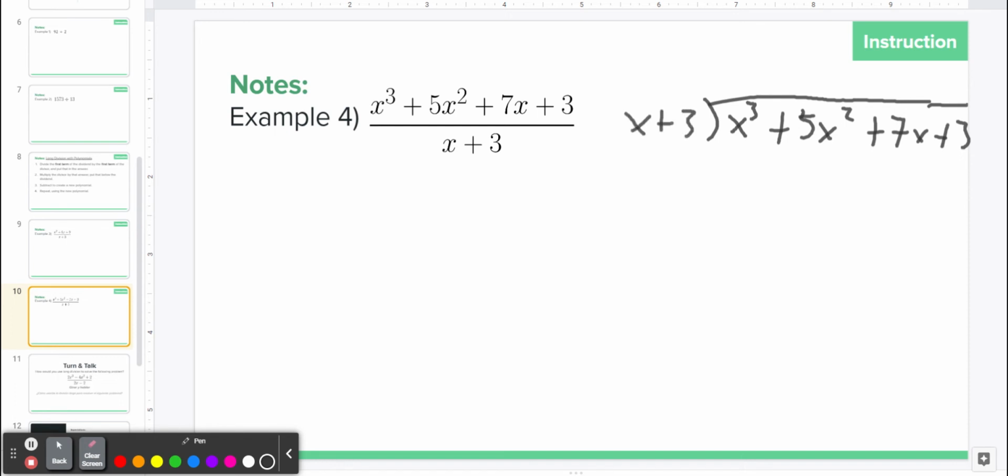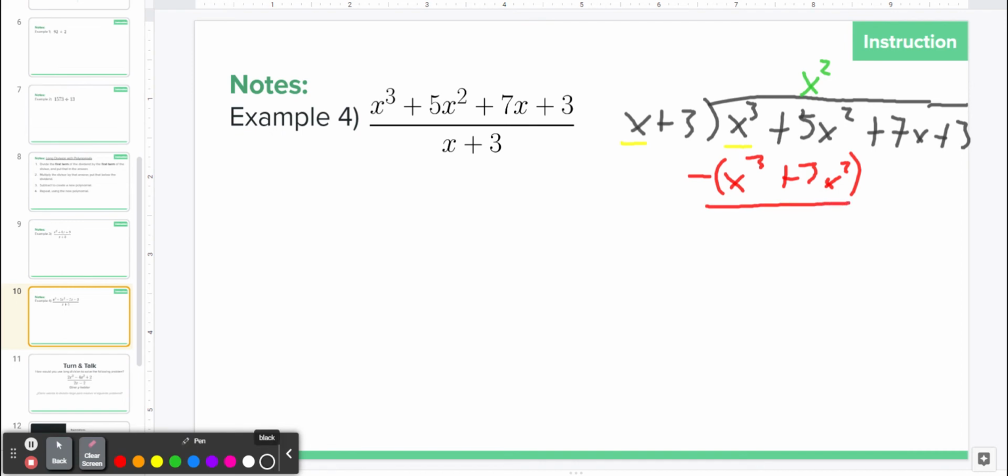All right, again, we're focused on the first terms. So what times x gives us x to the third power? This is going to be x squared. Okay, we'll multiply that x squared times x plus 3 to see how far that took us. So that would give us x to the third plus 3x squared. We're going to subtract that whole thing to see what's left.